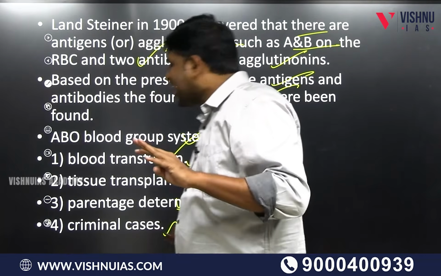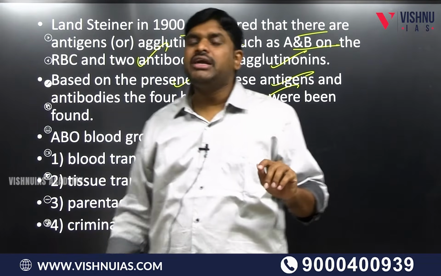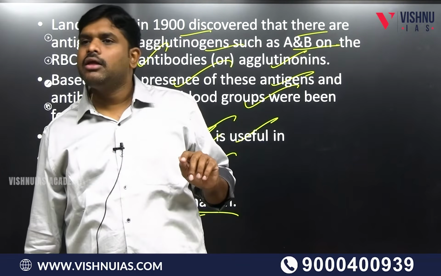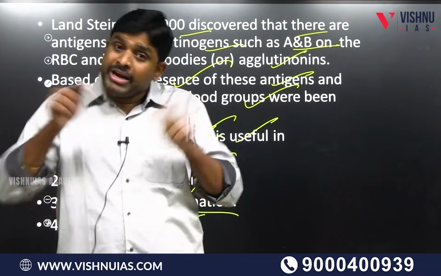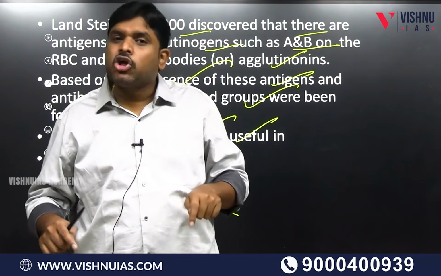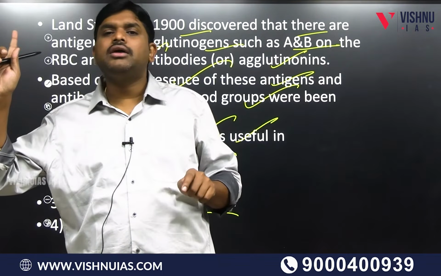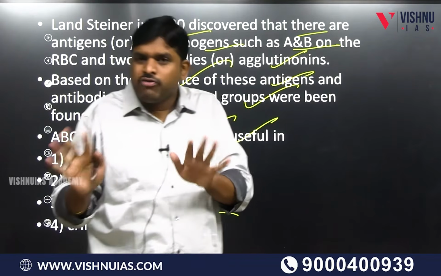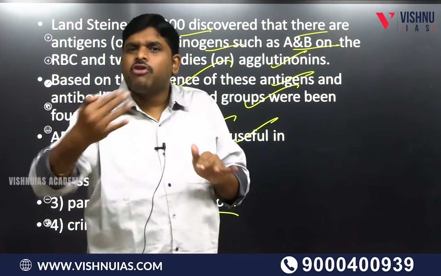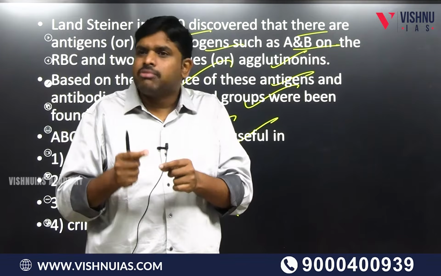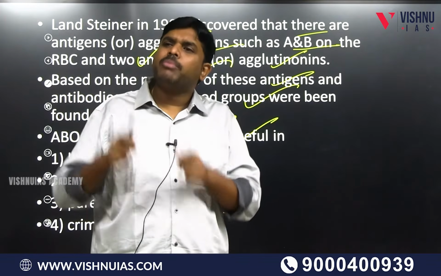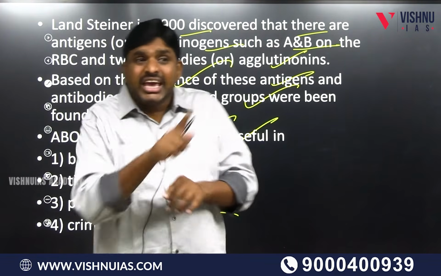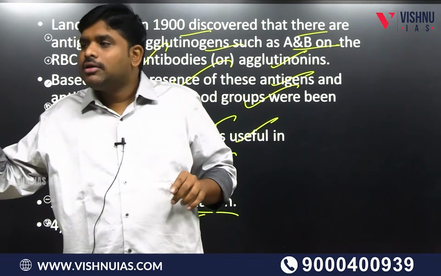Fourth, criminal cases. A blood sample was present at the crime scene. If the blood groups, not DNA, are matching, they used to come to a conclusion, at least up to some extent. So, we found the blood group. From the blood group, we can find more things. From the blood group, I can go for DNA fingerprinting, or at least I can check the people who have this blood group.